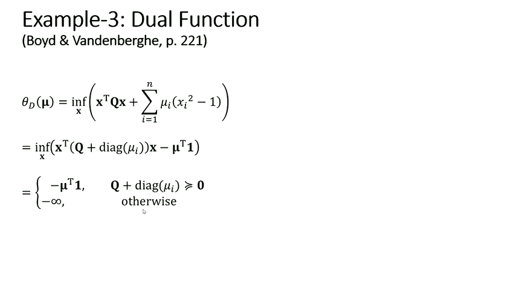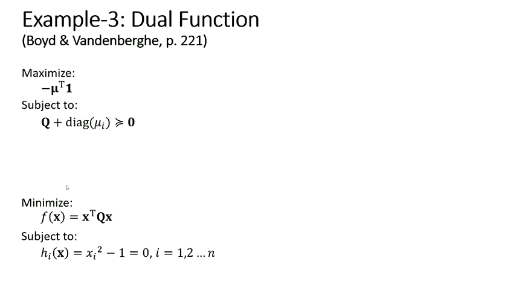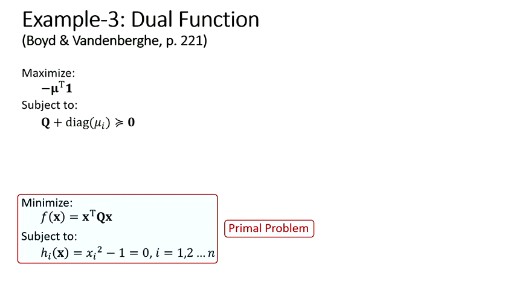So negative infinite we discard, and we constrain the mu's so that this holds, and find mu within this bound. That would maximize this, because we'll be maximizing with respect to mu. So this is what we have: maximize negative mu transpose 1 subject to Q plus diag mu i being positive semi-definite. This is the dual, and the other is the primal problem.